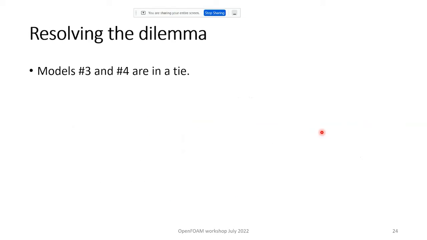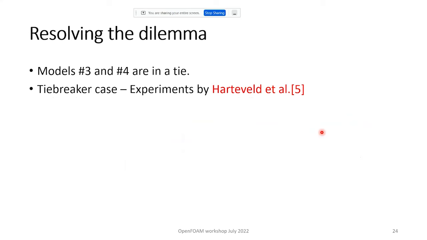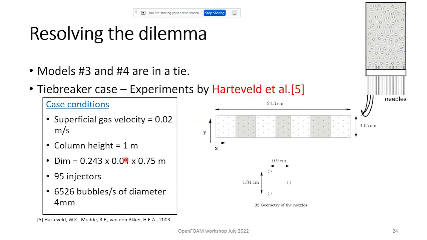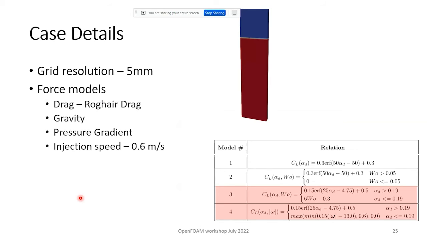Now, there's a dilemma. Is it 3 or 4? So we use another case, by Hartefeld. These are the case conditions. The column height is 1. It's a rectangular case, which looks something like this. There are 95 injectors with 6,000 bubbles per second, and the same bubble diameter, which is really important. The grid resolution is 5 millimeter, and these are the force models, the same as done before, and we test 3 and 4.